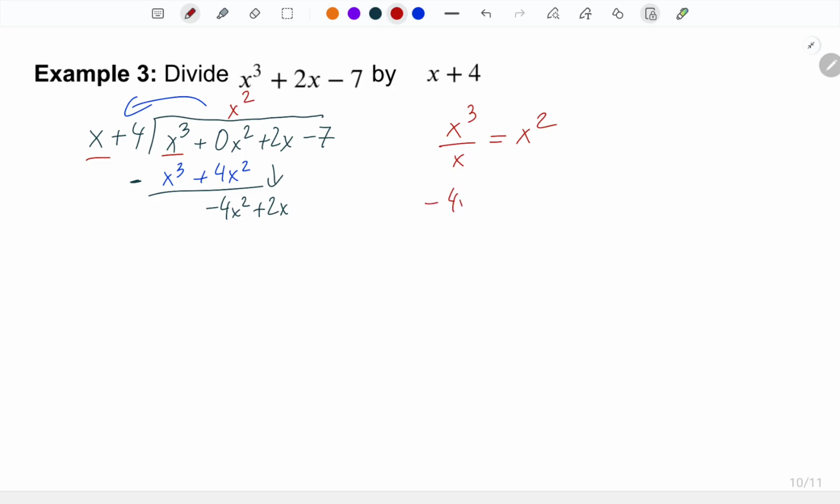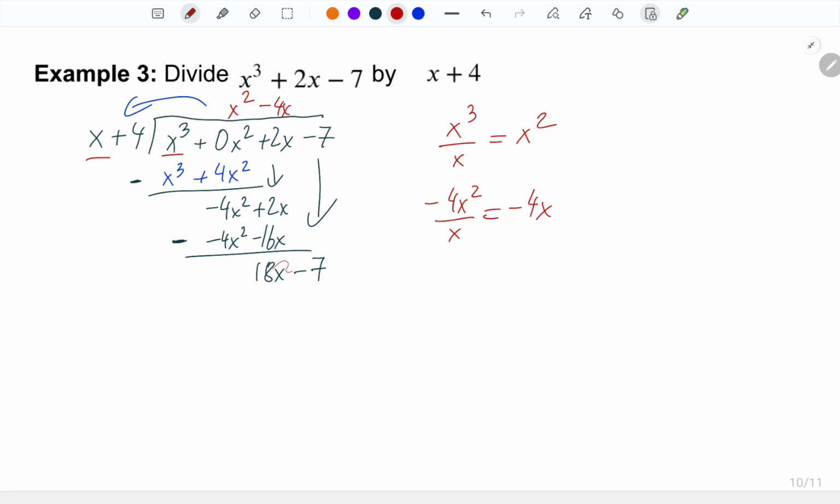So negative 4x squared divided by x. That is going to be negative 4x. Multiply that negative 4x by x plus 4, and you get negative 4x squared, 4 times 4 is 16. And I'm just going to put the minus sign in front. Careful about your double negatives, so 2 plus 16 is 18x. Bring down the 7, 18x minus 7.